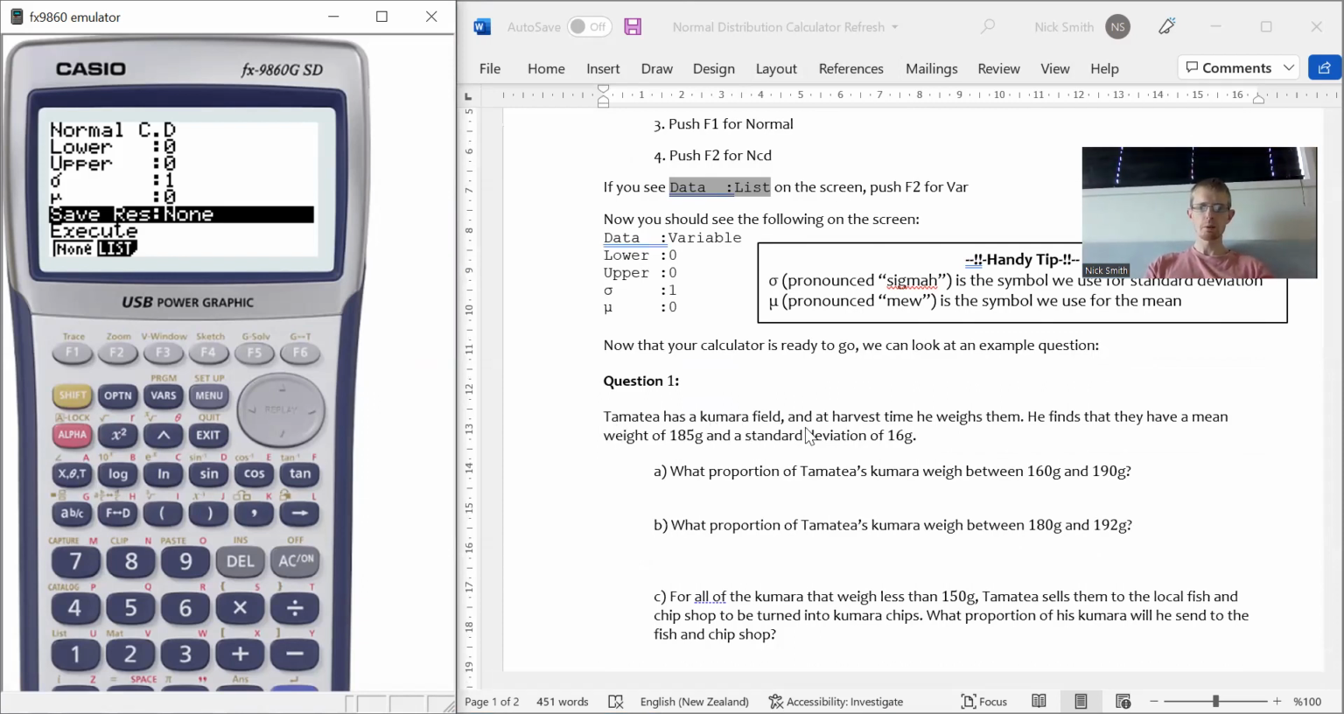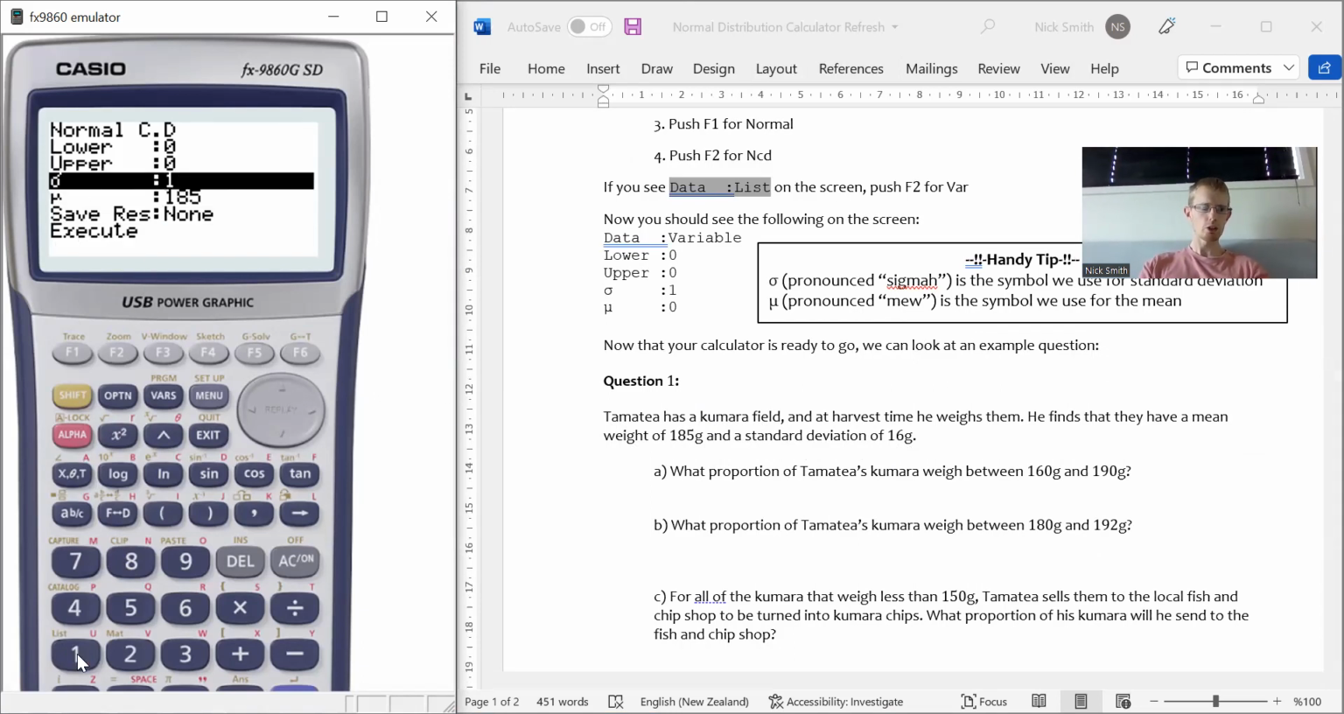So Tamatea has a kumara field, and at harvest time he weighs them. He finds that they have a mean weight of 185. So I'm going to go do that right now. The mean weight is 185. I'll just type 185 and push the blue execute button. And then a standard deviation of 16. So I'm going to go up again to the standard deviation, type in 16. Just push the execute once at a time. Don't push it twice. Otherwise, it's going to try and work out a probability, and it'll tell you something weird that you don't want to know. By the way, if you did accidentally and you ended up here, just push the exit button once, this one below the menu, exit, and that'll take you back here.